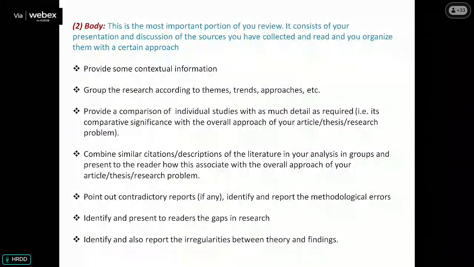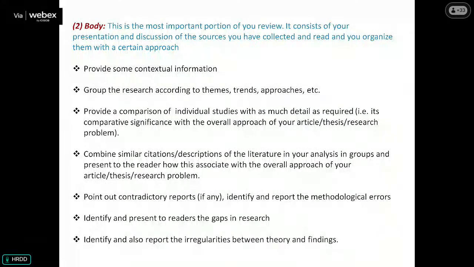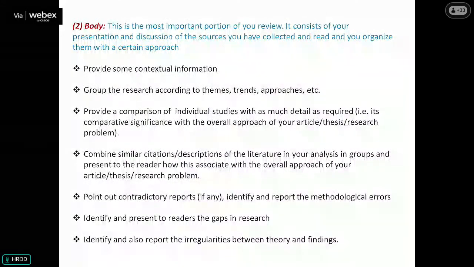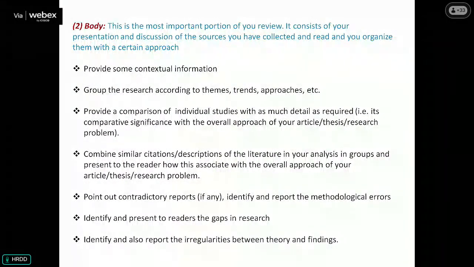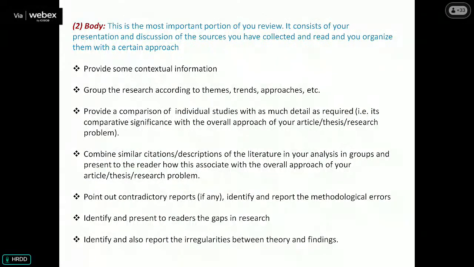Then you have to point out contradictory reports, and identify and report the methodological errors if there are any. If you can find that error through analysis, good. When there are contradictory reports, I have seen in many fields. Identify and present to readers the gaps in the areas. That is most important. The gaps in the areas you have to present to the readers.